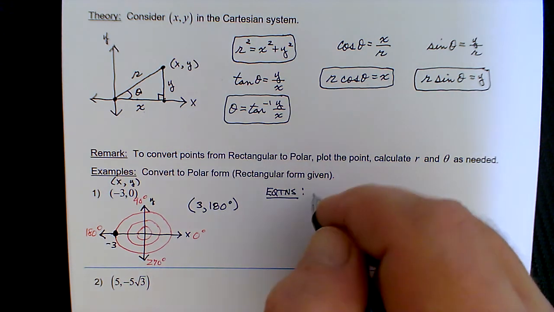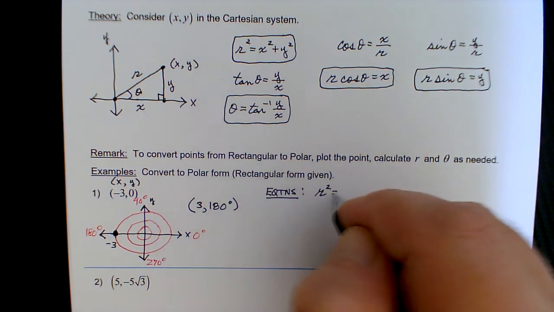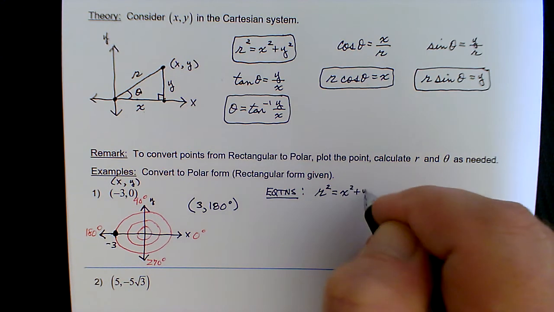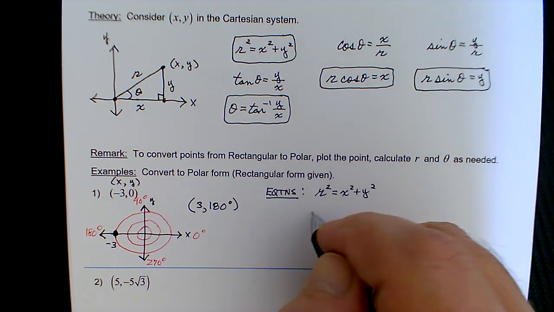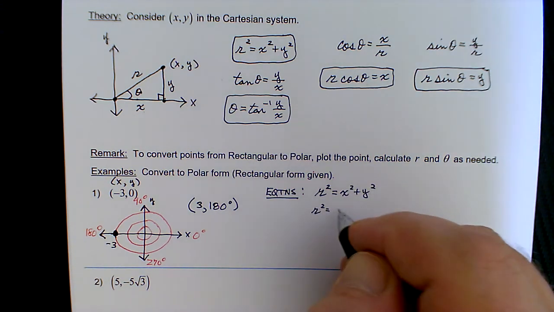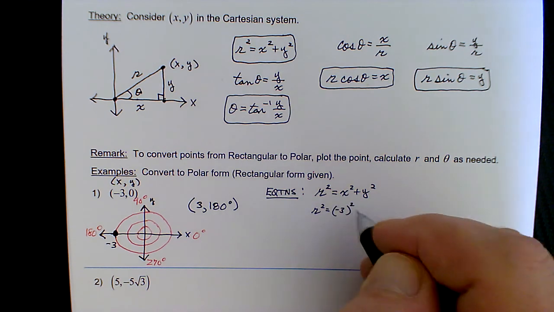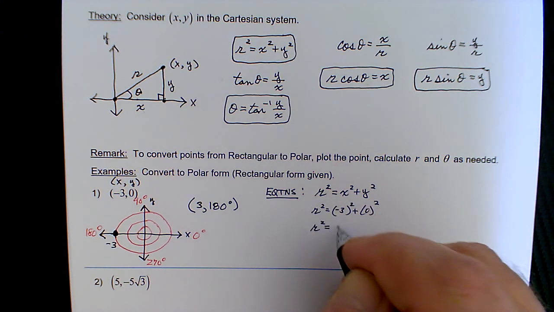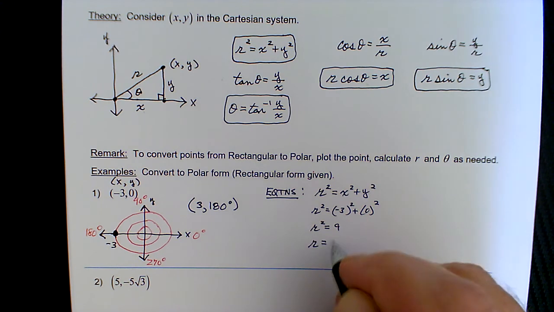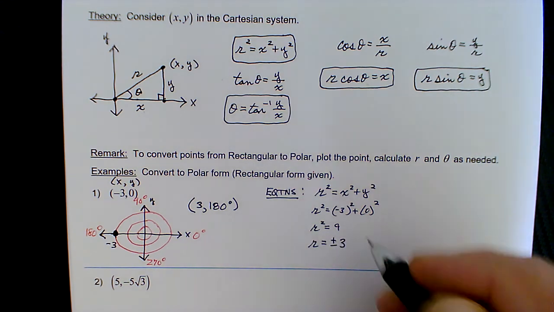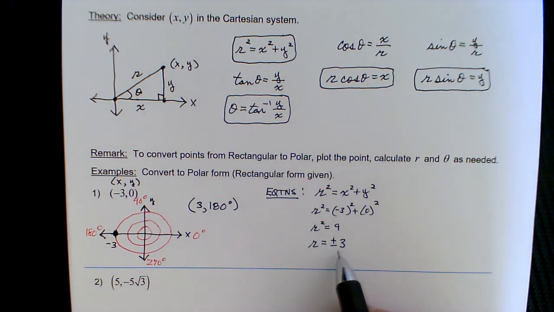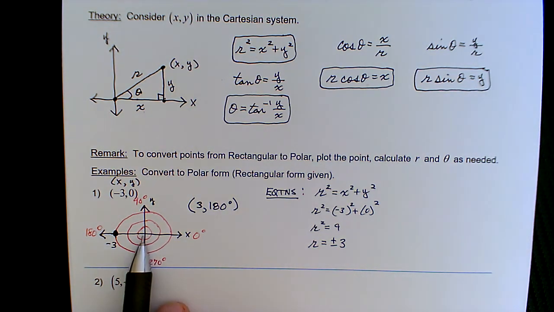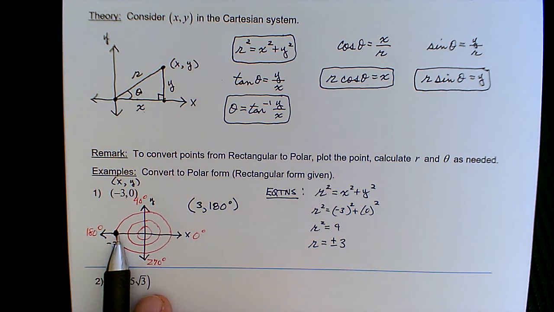But using the equations, okay, we can get r from x squared plus y squared. So r squared would be x is -3 squared plus y is 0 squared. So r squared is 9. R would be plus or minus 3. And that's significant because you have to know which one do you want. Because you could say this is the same as going in the 0 degree direction, -3 units.